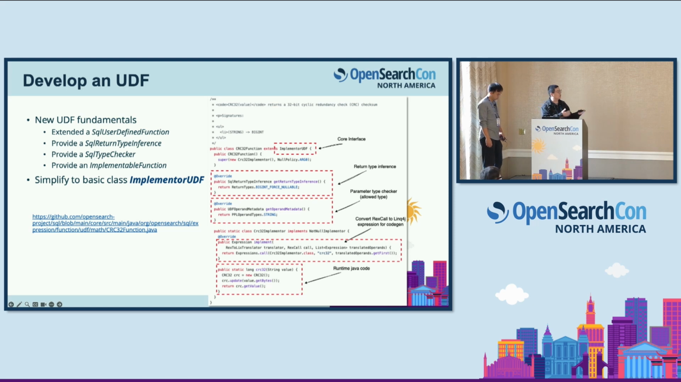We also need to provide implementation details. So we combine them together to implement our UDF interface. Here's an example of a CRC32 function. For this function, you just need to extend the call interface, implementer UDF, and override two methods: the get return type info and the get operator metadata methods. You also need to provide a static method in Java. So this is done, the UDF.